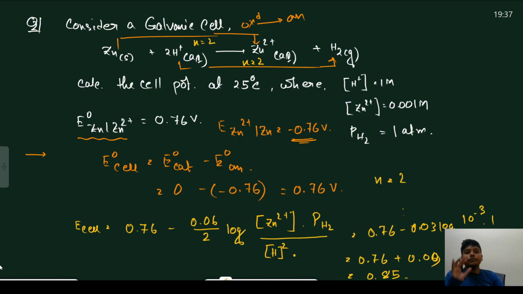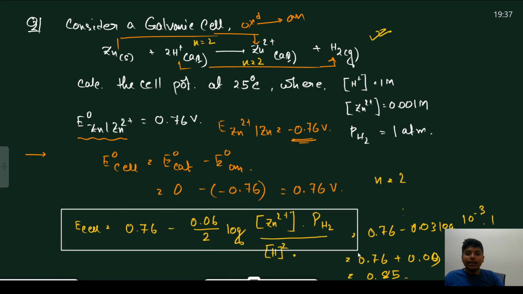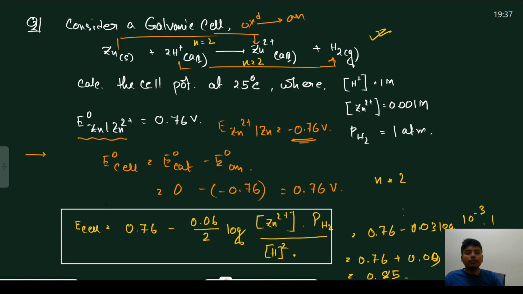Listen, I'm telling you one main thing. If the reaction is given directly, you can form this equation. If the reaction is not given and only the cell representation is given, you can write the whole cell reaction, then you can form it, or by seeing the representation also you can form it. I'm coming into that.